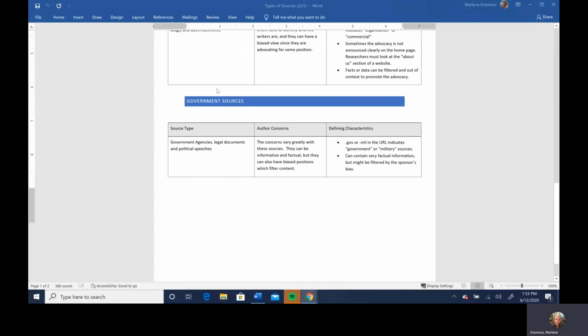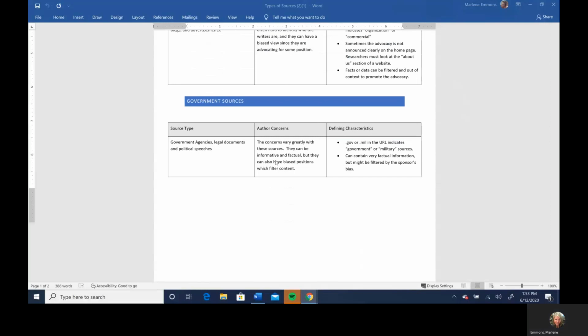There are also government sources here. Those are government agencies, perhaps legal documents, political speeches, those types of things. The author concerns that you'll run into for that vary with the type of source. They can be very informative and factual. For instance, if you were looking for the latest tax code, irs.gov would be a great place to go. That will probably be the most up-to-date information that you could find about tax code.